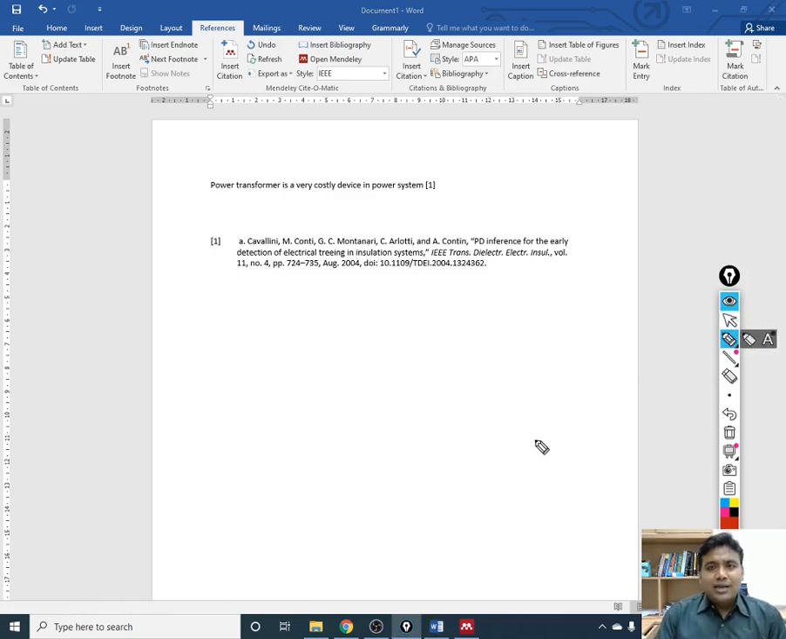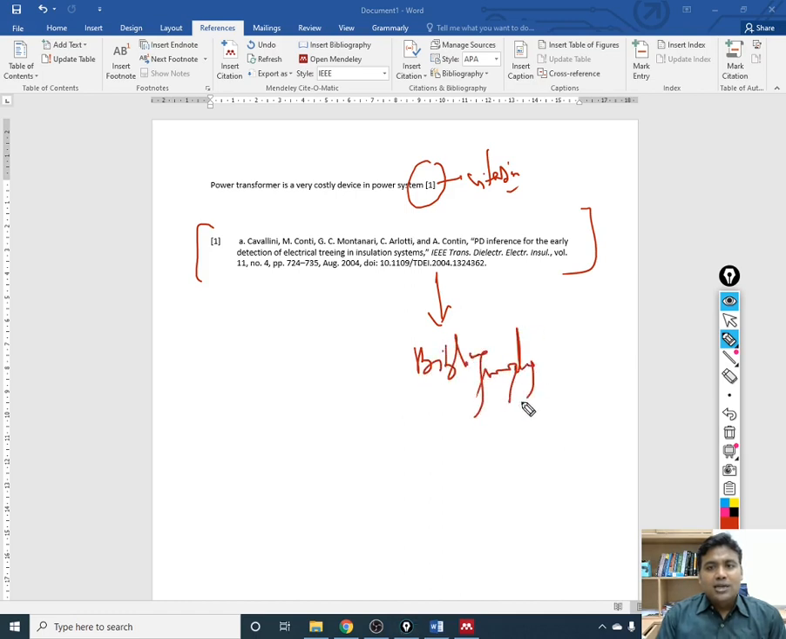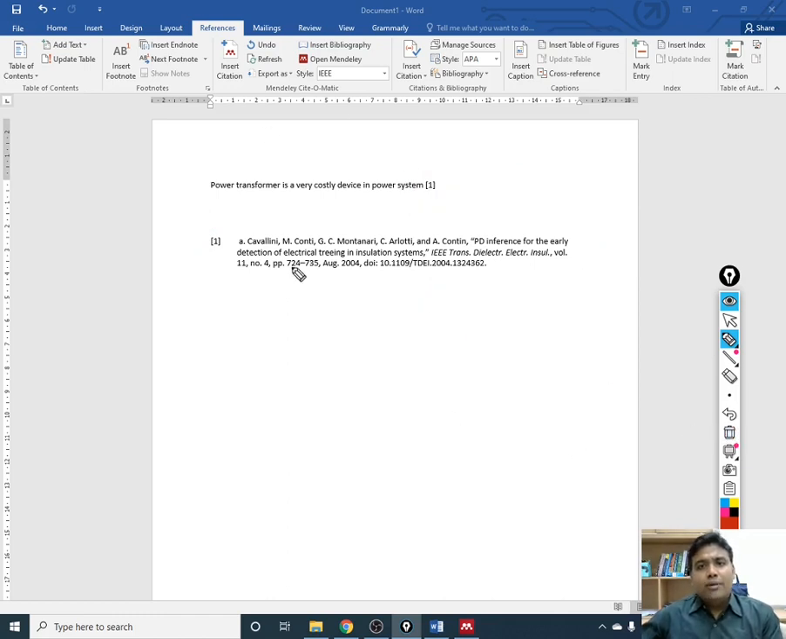So you can see that here the citation has come, and here the bibliography has been automatically generated. Bibliography is automatically generated. Now suppose you want to update this citation. Rather than citing it here, I want to cite it here with some other paper.